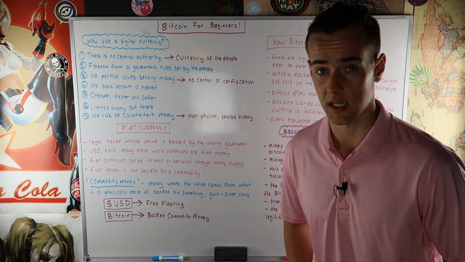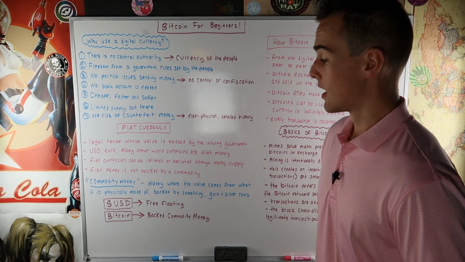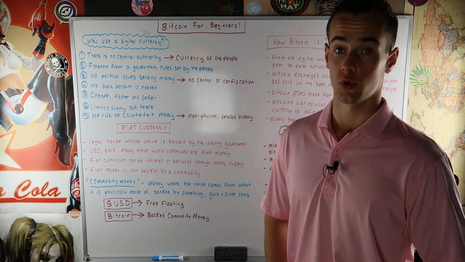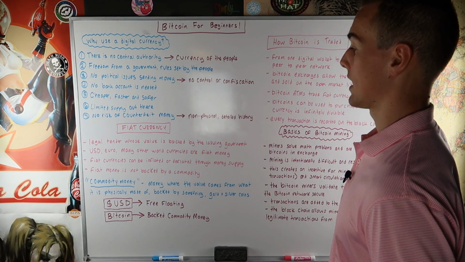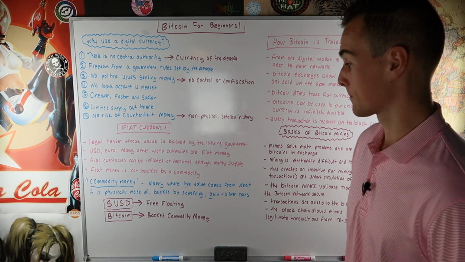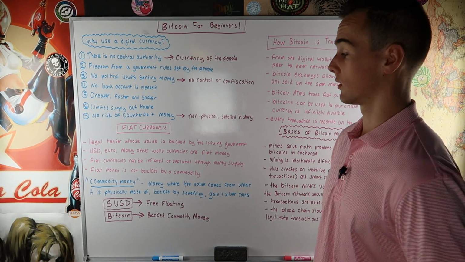So when we were on the gold standard, that was commodity money because our dollars were backed by gold. So in theory, you could have cashed in your dollars and gotten the equivalent amount back in gold. That is what you call a commodity money or a backed currency. Now, fiat money is not backed by anything. It is backed by a government alone.